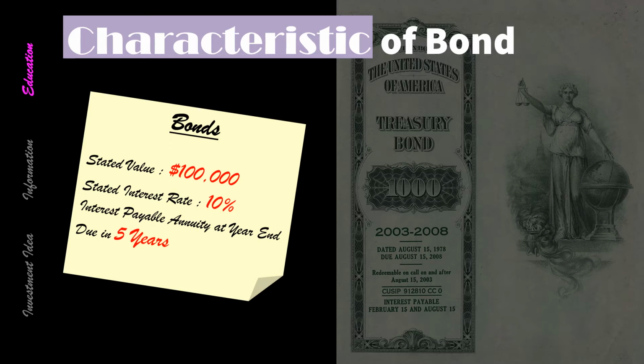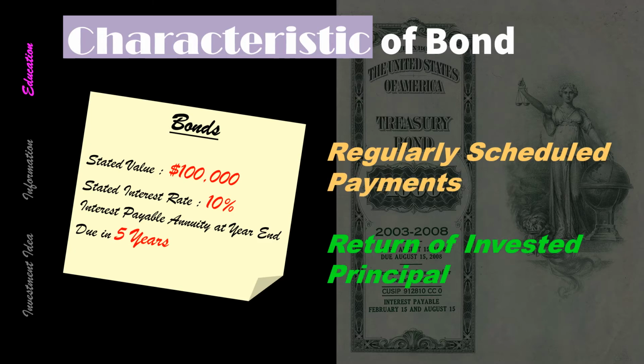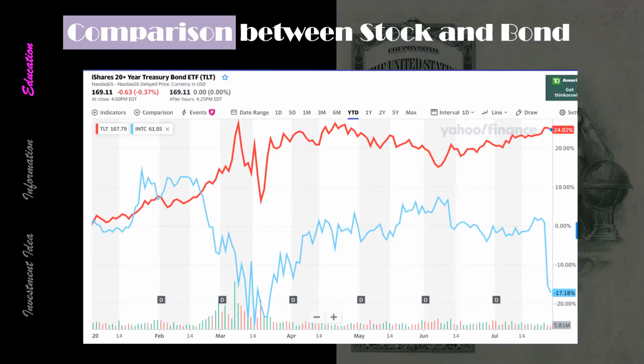The investor receives regular interest payments and the return of the original investment. Because a bond offers regularly scheduled payments and the return of invested principal, bonds are often viewed as a more predictable and stable form of investing. Here we have the chart that shows the price change of TLT, the 20-year Treasury ETF, shown in red, and Intel stock shown in blue.